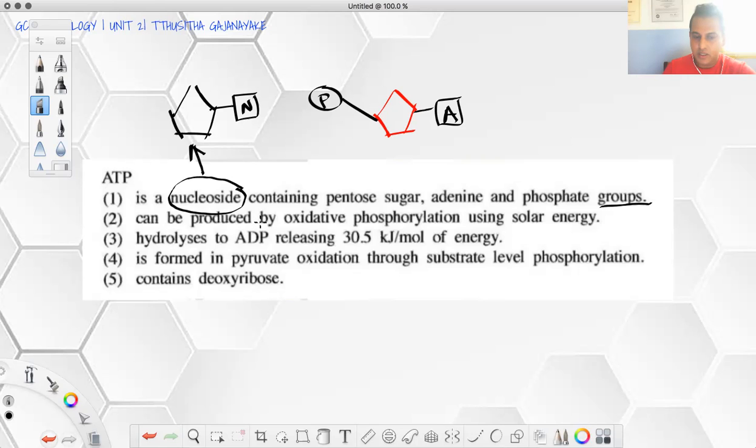Can be produced by oxidative phosphorylation using solar energy.